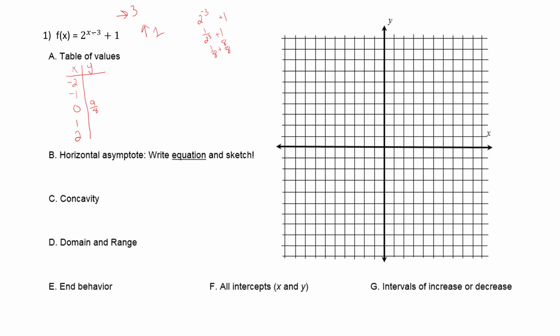All right, let's plug in a positive 1. Well, if I put a positive 1 in there, we have 1 minus 3, so that's going to give me -2. Give me 2 to the -2nd power plus 1, which is 1 over 2 squared, or 1/4, plus 4 over 4, gives me a 5 over 4.